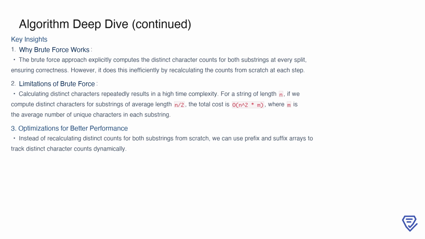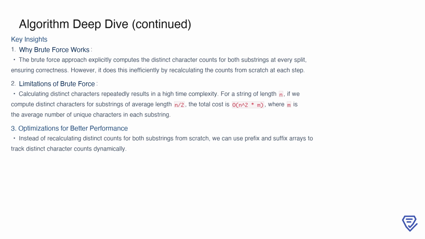The brute force approach works because it explicitly calculates the distinct character counts in the left and right substrings for every split, ensuring correctness. However, this method has significant limitations. At every split point, we recompute the distinct character counts from scratch. If the string has a length n, and the average length of the substrings is approximately n/2, the time complexity becomes O(n²)*m, where m is the average number of unique characters in each substring. This makes the approach inefficient for longer strings.